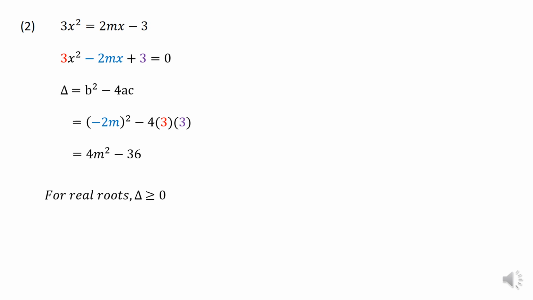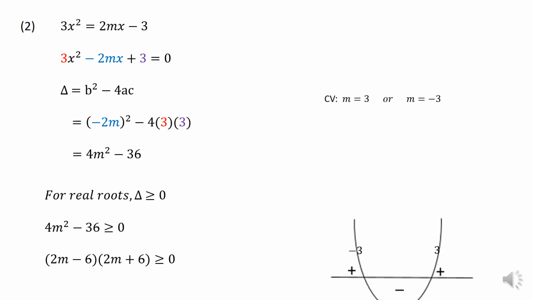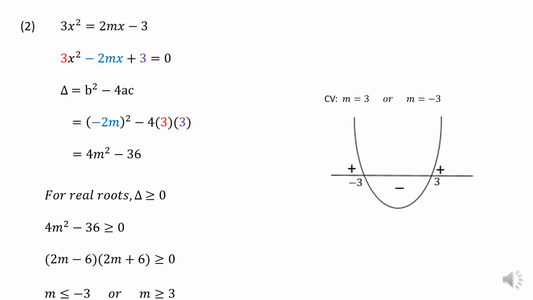We need real roots, so delta needs to be greater than or equal to 0. 4m squared minus 36 is greater than or equal to 0. Factorize, we have 2m minus 6 in one bracket, 2m plus 6 in the other bracket, greater than or equal to 0. Because it's an inequality, we think critical values, so we have m is equal to 3 or m is equal to negative 3. Draw a sketch. Finally, our answer is m is less than or equal to negative 3 or m is greater than or equal to 3.